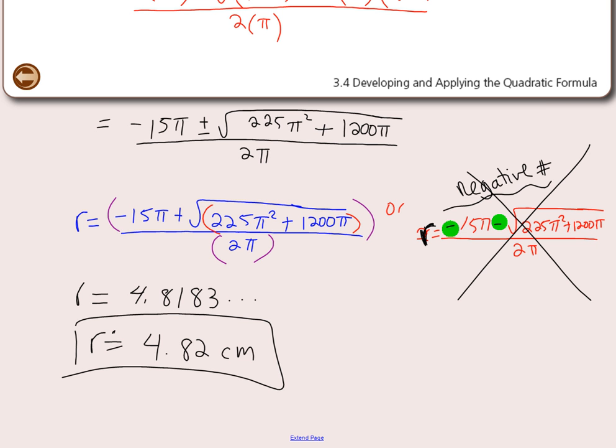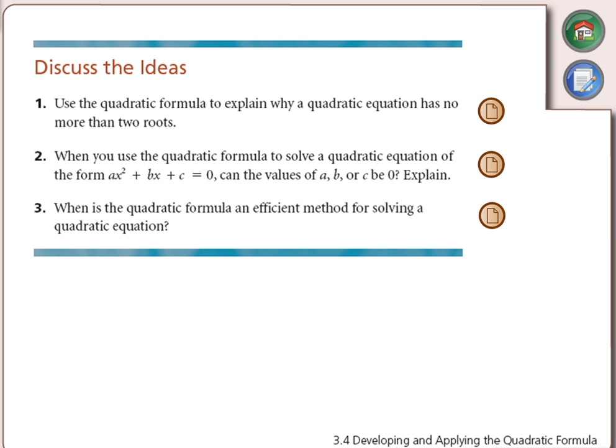All right, 3 quick questions. Okay, why no more than 2 roots? Quadratic formula, what happens if a, b, or c is 0? Quadratic formula, when? So answer those 3 questions up for yourself. We'll talk about them. See you in class.